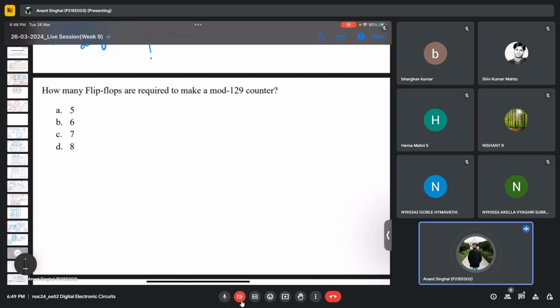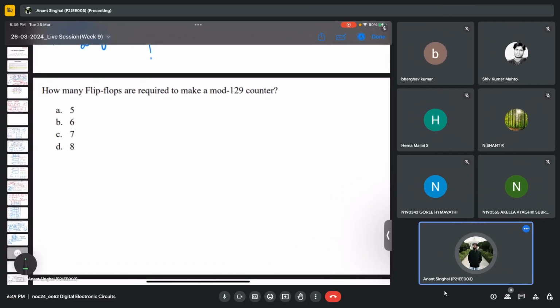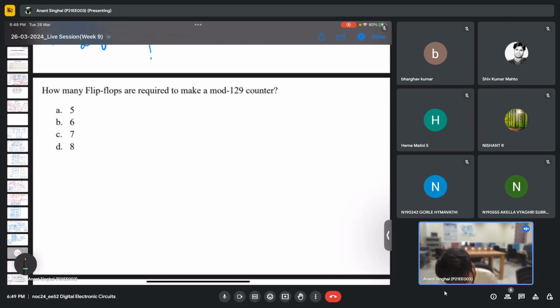So I've got one answer, I guess. What is that? 7 is one of the answers. So let me try to solve it. How many flip-flops are required to make a mod 129 counter? So 129 basically, okay, so we'll check all the options.